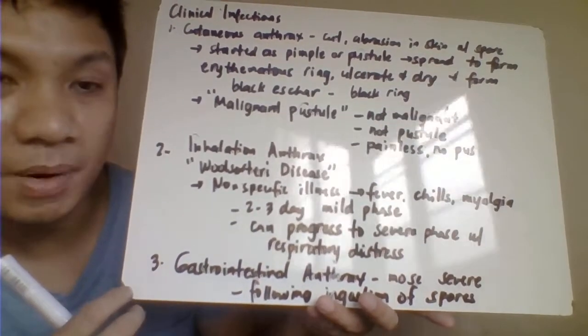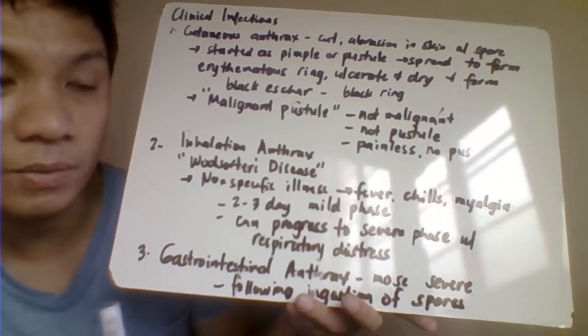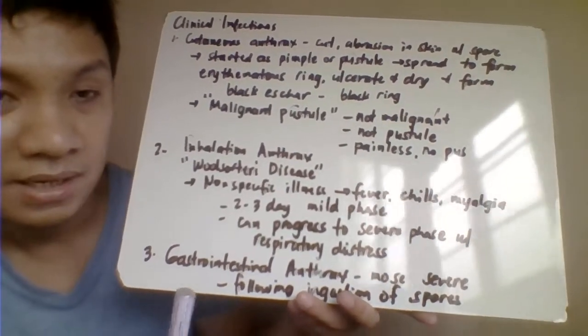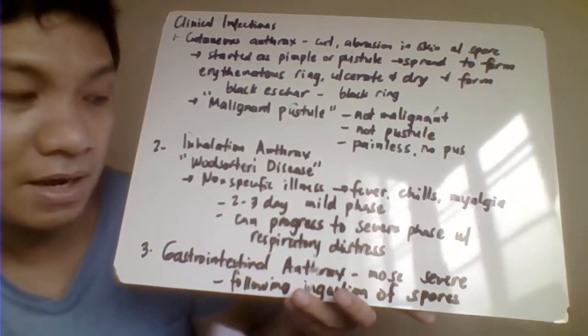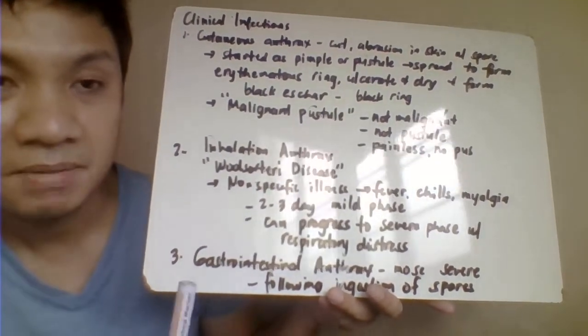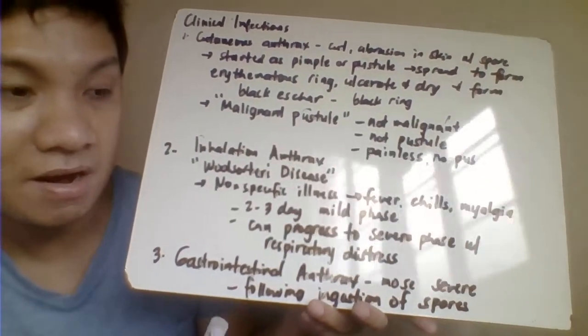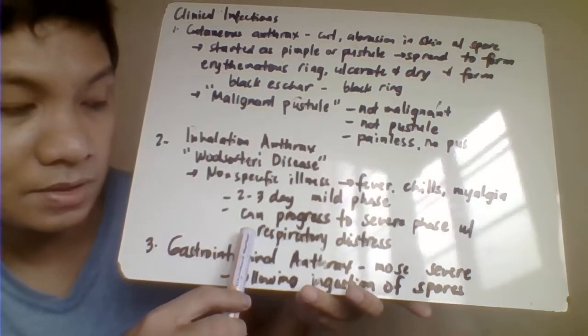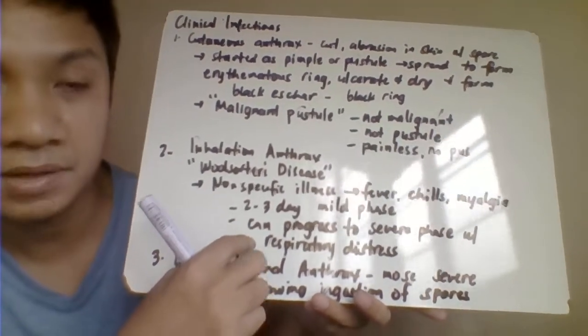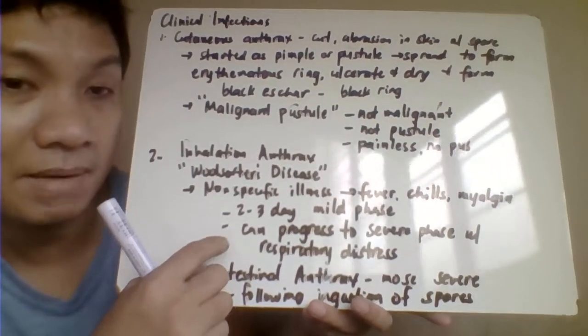This is a respiratory infection characterized by a non-specific illness at first, like fever, headache, sore throat, and malaise. So the first few days are a mild phase. But then it can progress to a severe phase. The severe phase has respiratory distress, which means the patient cannot breathe, so the patient can die because of that.